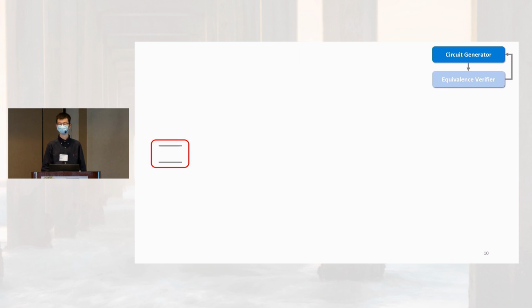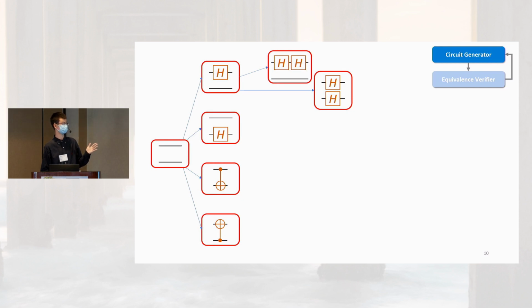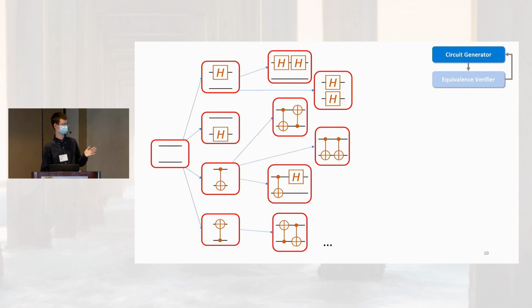So now let's look at an example about how we generate equivalences. So this is a 2-qubit empty circuit. And at the beginning, we can generate all the 1-gate circuits with 2 qubits. And then we can extend them to generate two-gate circuits. For example, with this H gate, we can put an H gate here, or put the H gate on the second qubit. And we can generate a lot of circuits and so on.